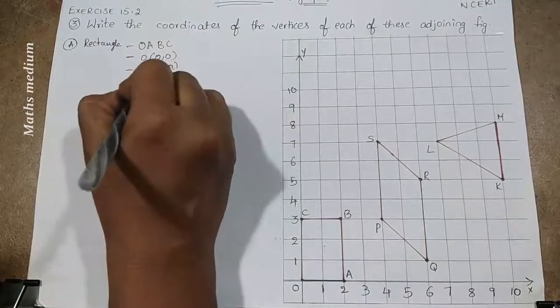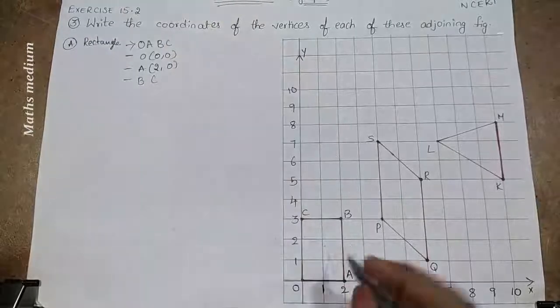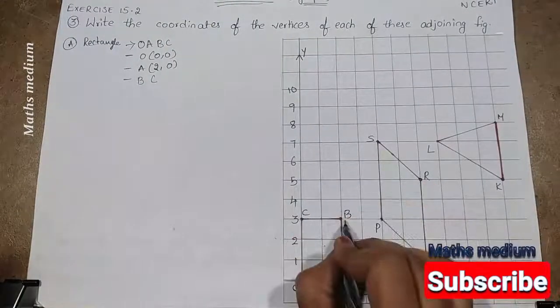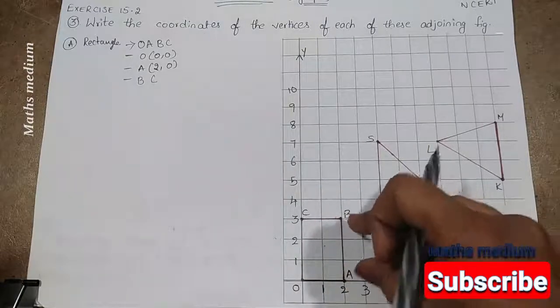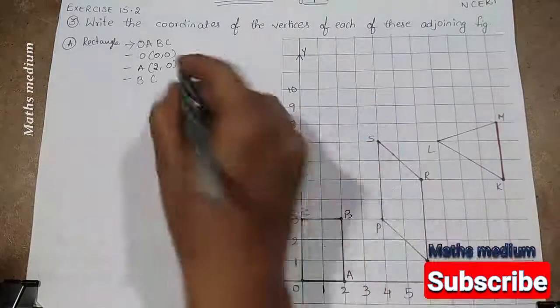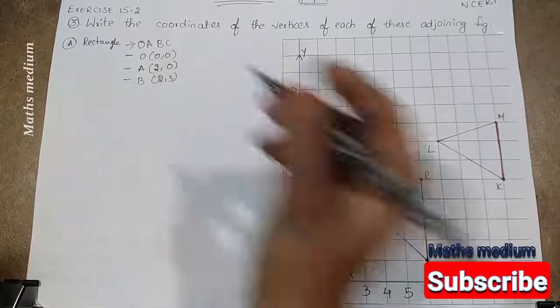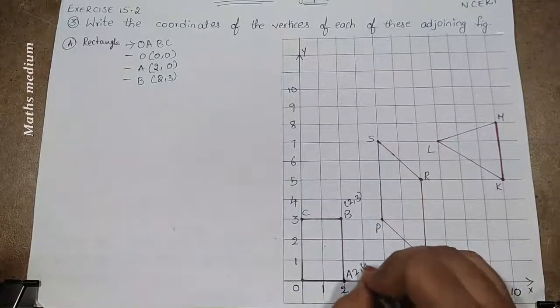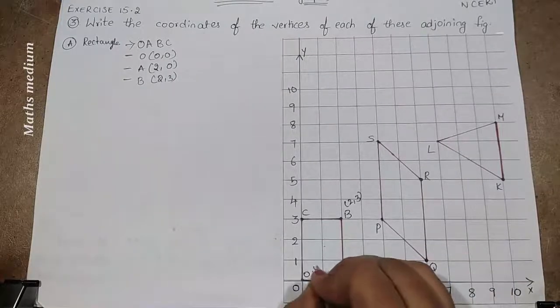Next B. At B we have 2 units from the x-axis and 3 units from the y-axis. So this is 2, comma 3. This is 2, comma 0. This is 0, comma 0.